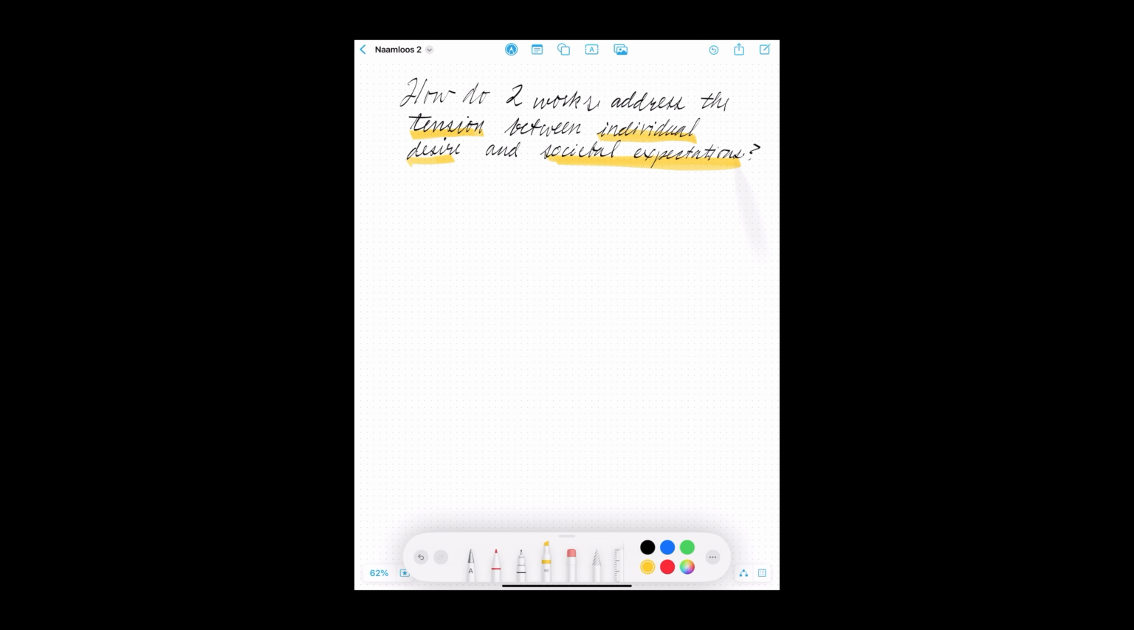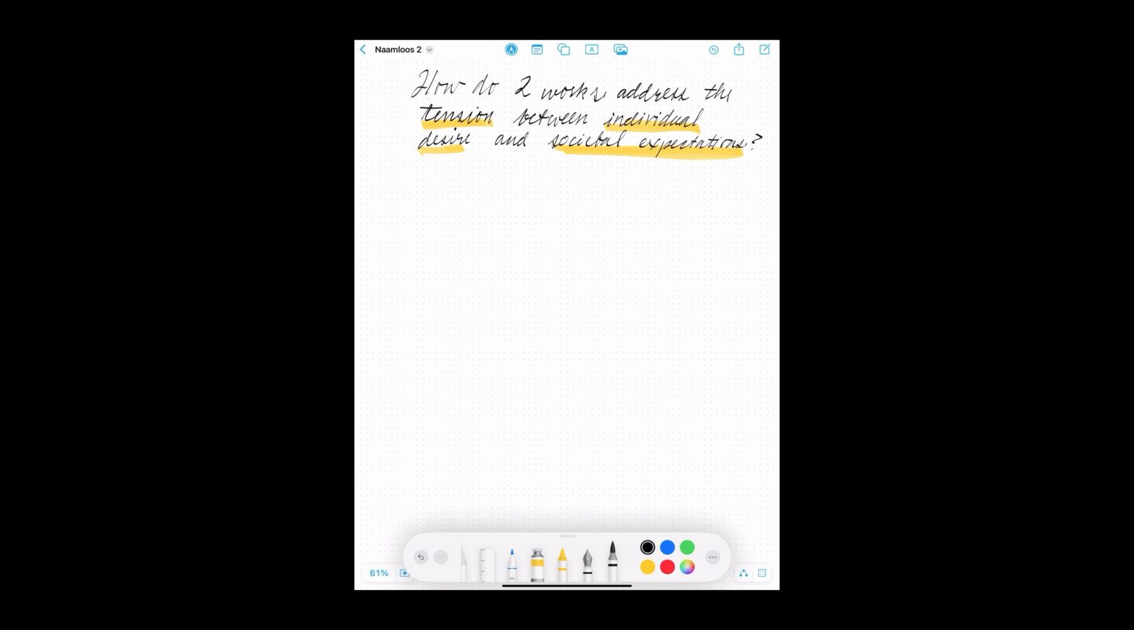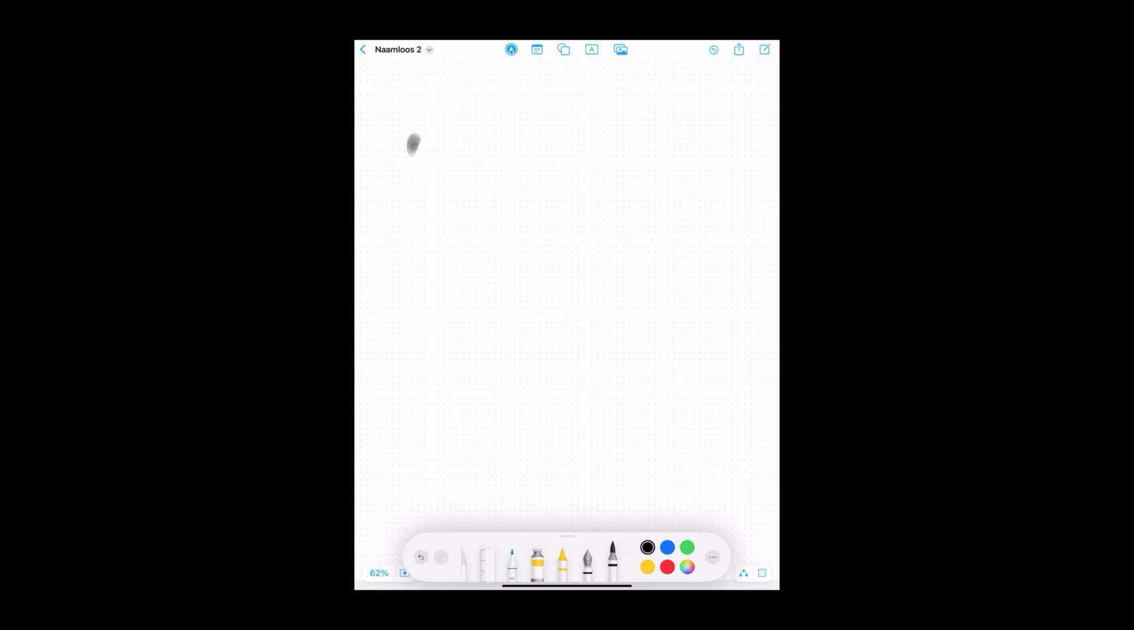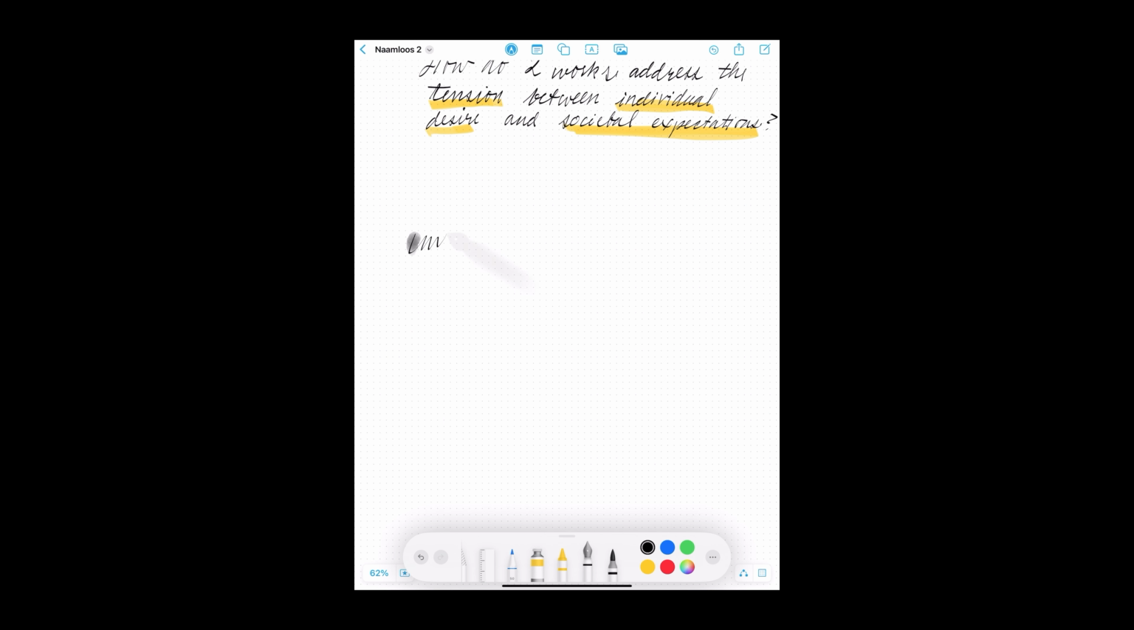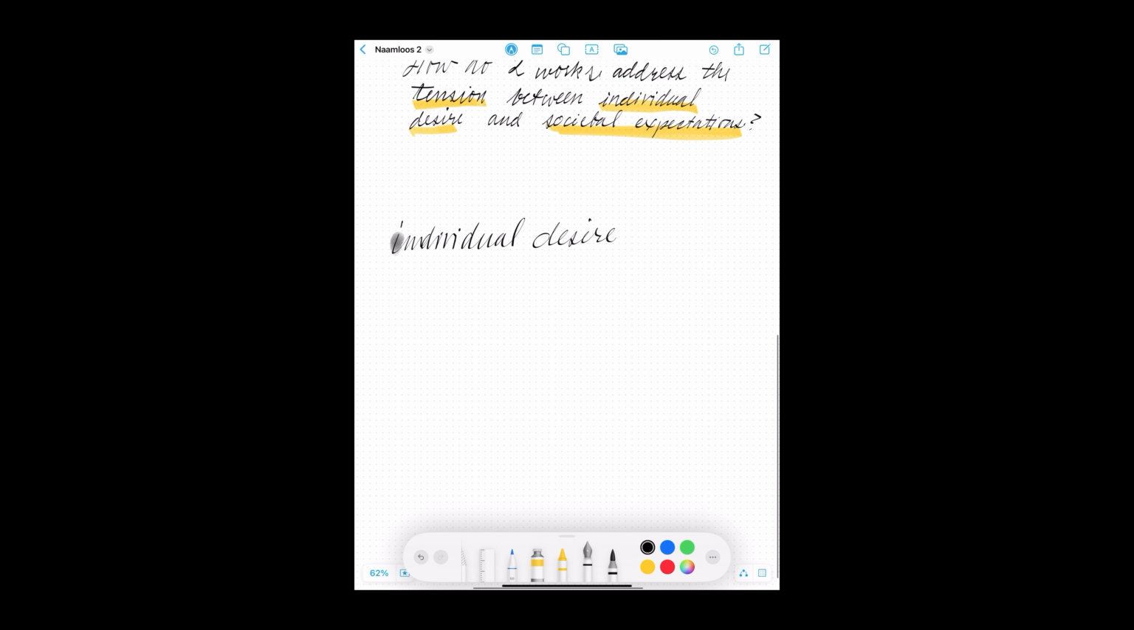Which means that when I'm writing my first paragraph and I'm writing my thesis, I'm going to make sure that I use the word tension, individual desire, and societal expectations, because that's what it's about. And in my body paragraphs, I have to also kind of think about, well, how do these works actually do that? So what I'm going to do is I'm going to mind map that. And the way that I'm going to do it, I'll show you the system that I use, is individual desire, I put here. And here, I'm going to put societal expectations. I'll keep it on one screen.